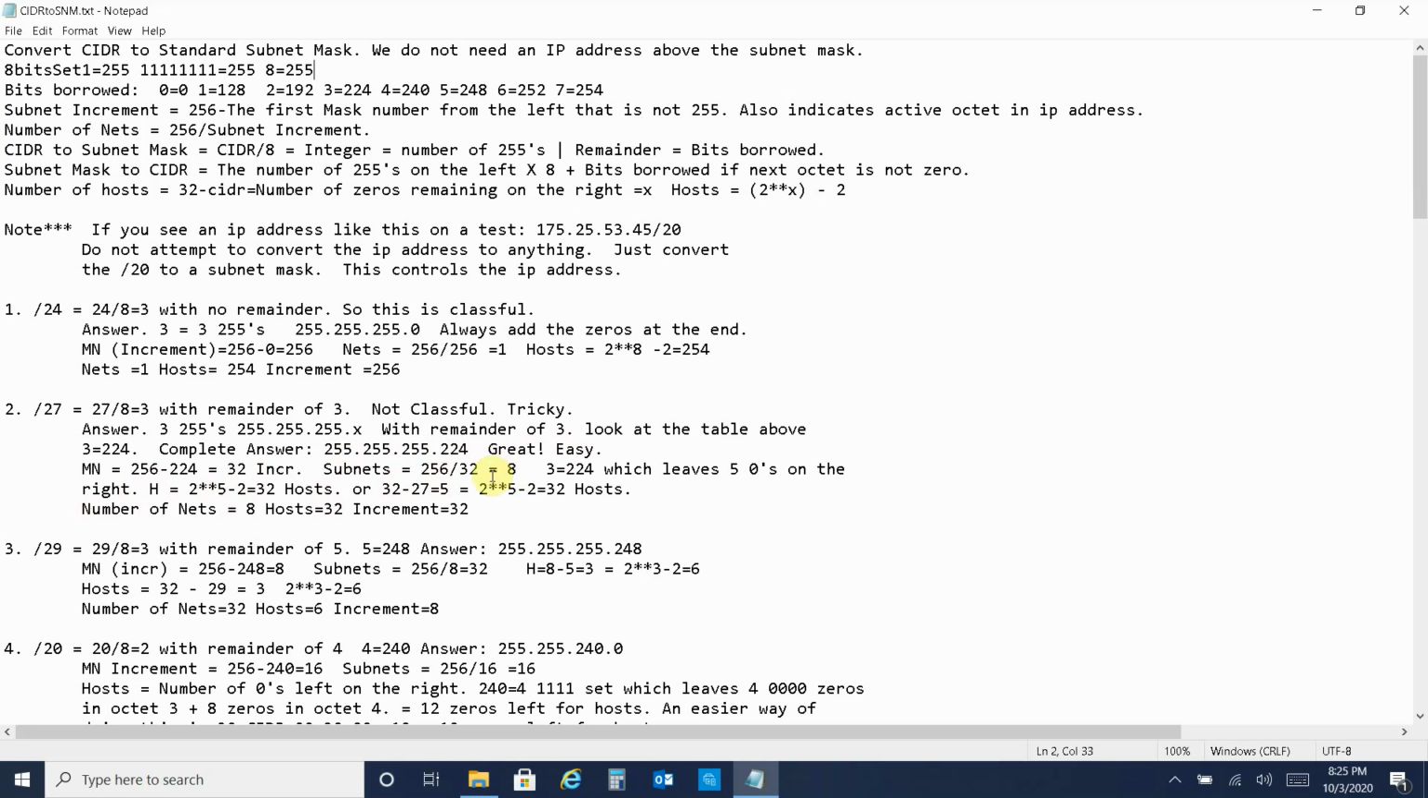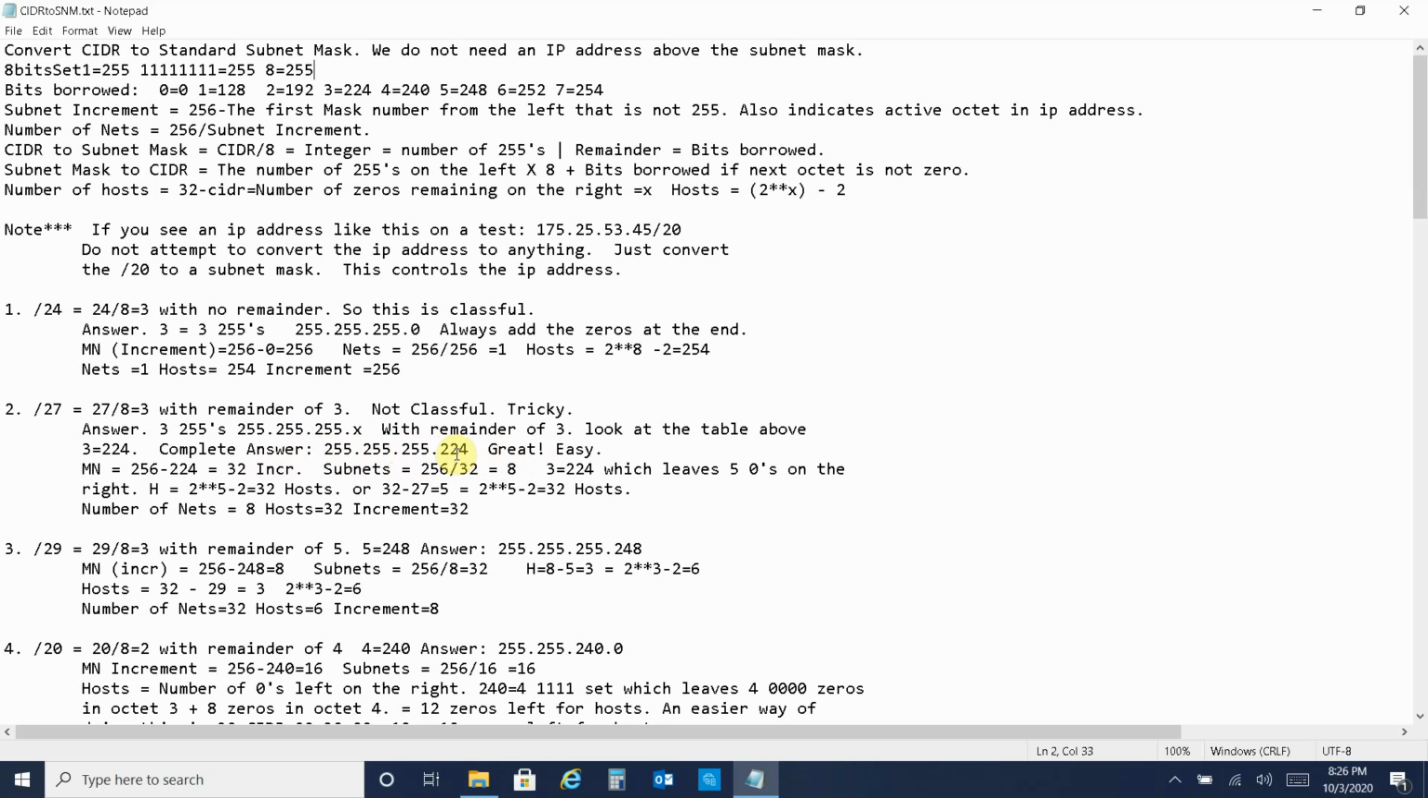So you got subnets, we got our increment, and it leaves 5 zeros. I just said 3 equals 224 because all you care about, you know these are all underneath here, it's all ones. We're looking for the zeros left over so we can find the amount of hosts. Okay? So the zeros to the right is how many hosts we can have. Well, we know 224, these are all ones. How many zeros to the right?